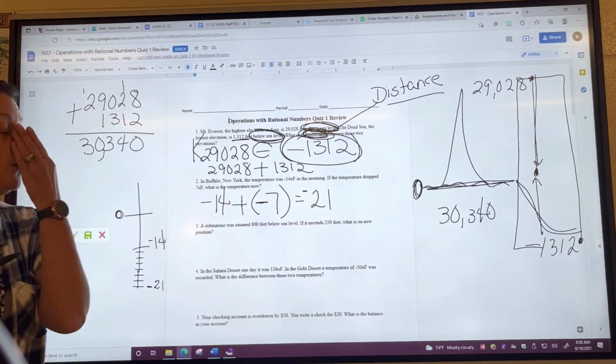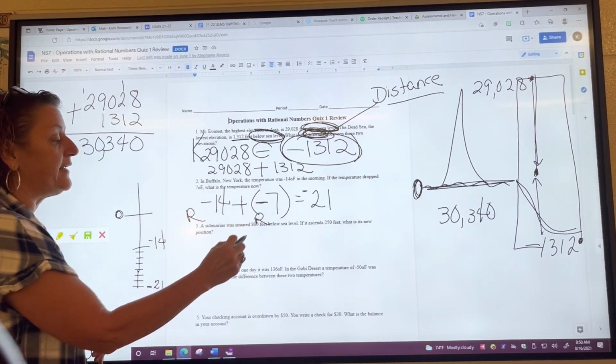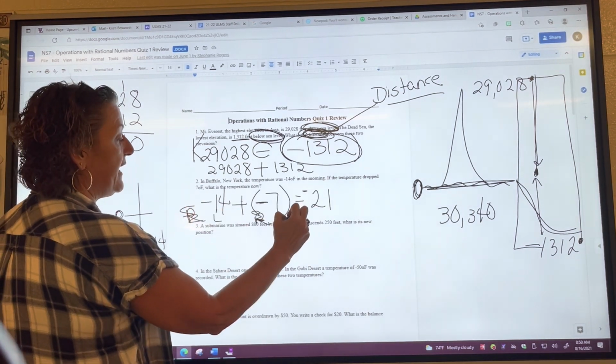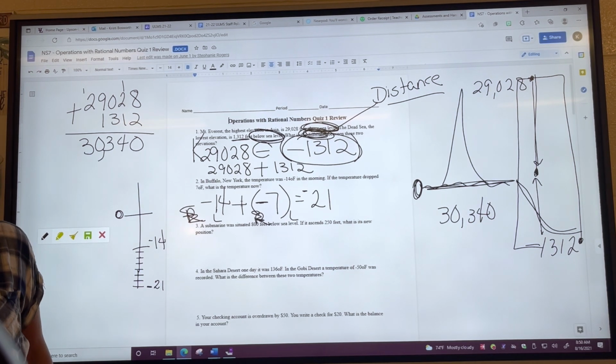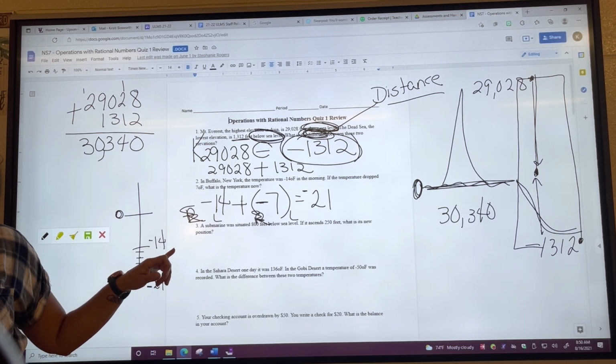If we use our rules, this is a left and left. Left and left, so we add and keep the sign. So we always go to the left if it's negative, and if it's positive, we go to the right. Left is negative, right is positive. Any questions about that? Has everybody got that one?